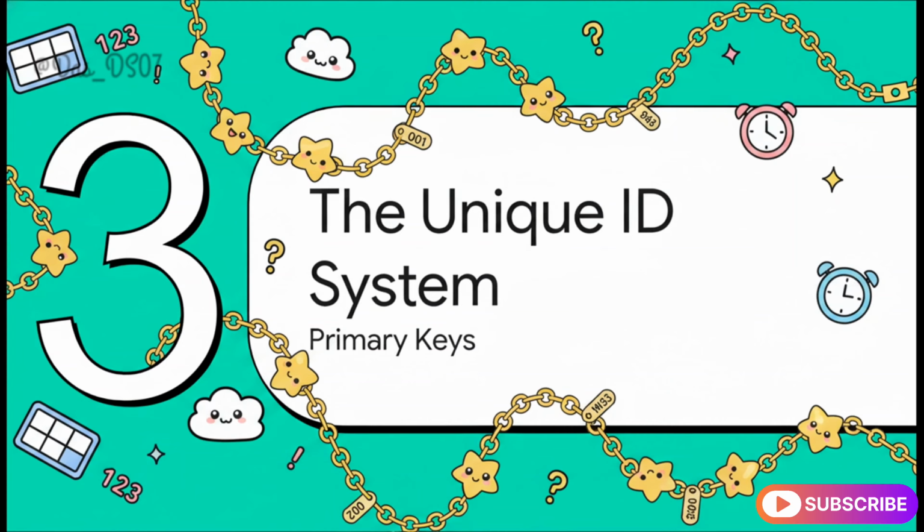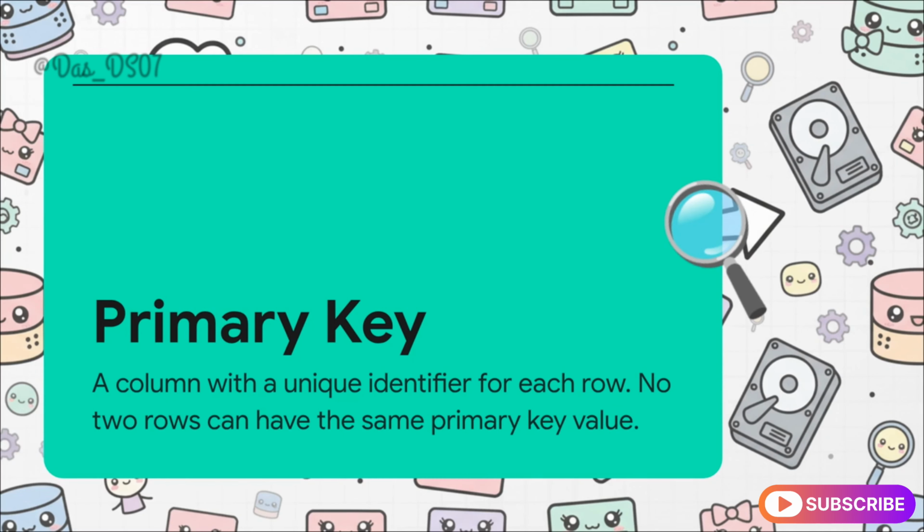How does the system tell them apart? We need a completely foolproof way to give every single row of data its own unique identity. And the solution to that problem is the primary key. The best way to think about it is like a license plate for your data. Each row gets its own unique ID number, which usually just counts up automatically.